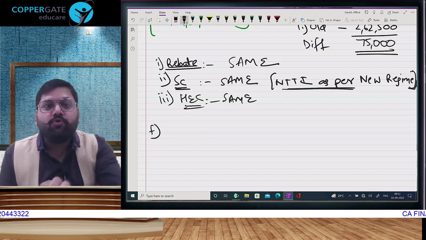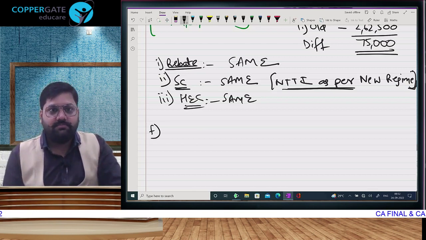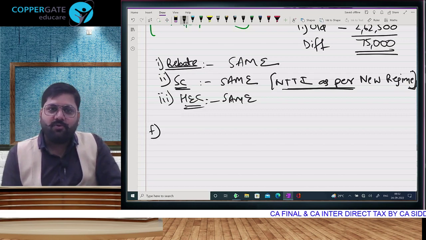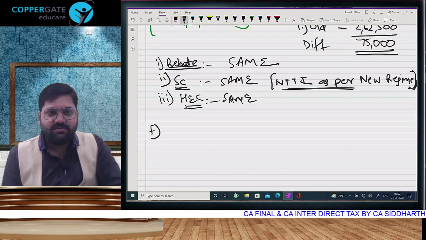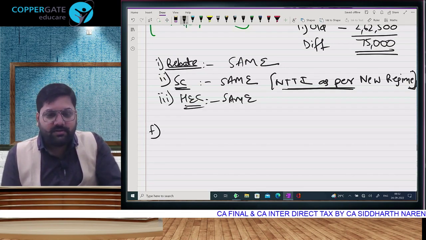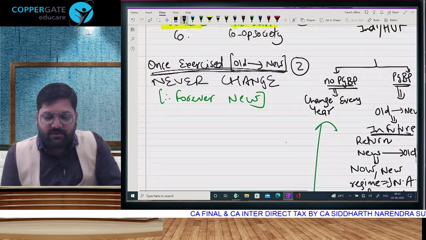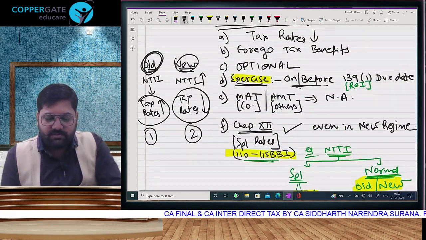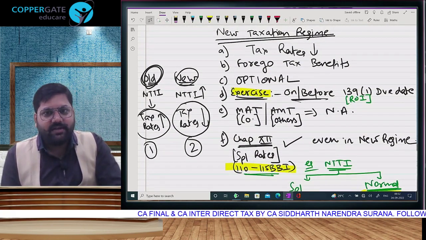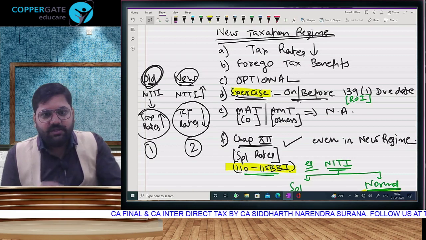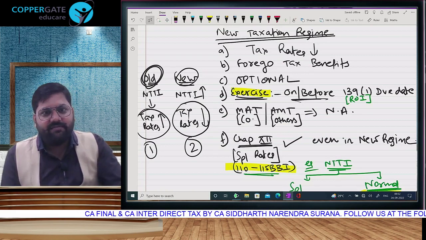Would you like to guess what is this point? Think about it. Scroll right from the features. This is where it started. From these features, what are the things that we have already written in 115 BAC? And what is the only thing remaining?